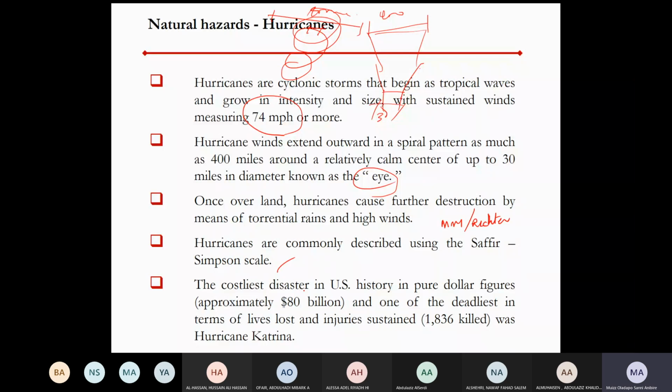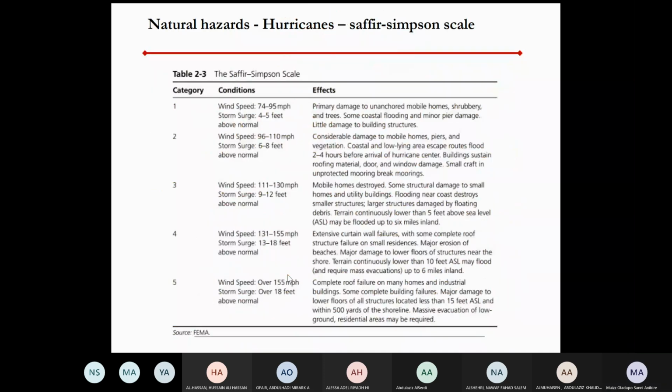Now, the costliest disaster in US history in pure dollar figures, about 80 billion US dollars, and one of the deadliest in terms of lives lost and injuries, with almost 1,836 people killed, is Hurricane Katrina. Most of you must have heard about Hurricane Katrina, one of the most famous disasters in the history of the United States. It had about 80 billion US dollars in losses and 1,836 people killed.